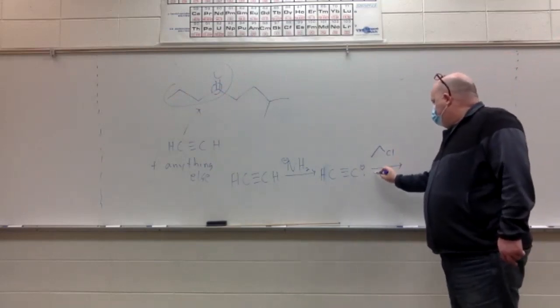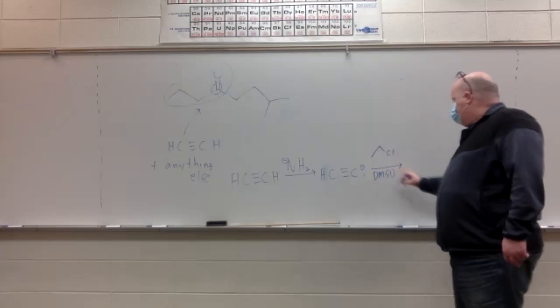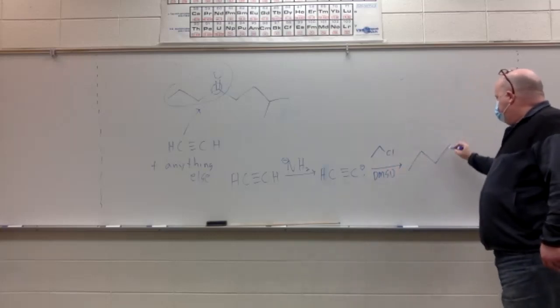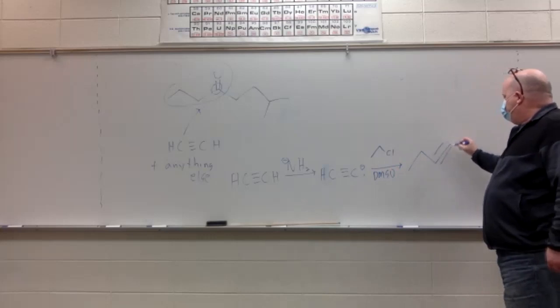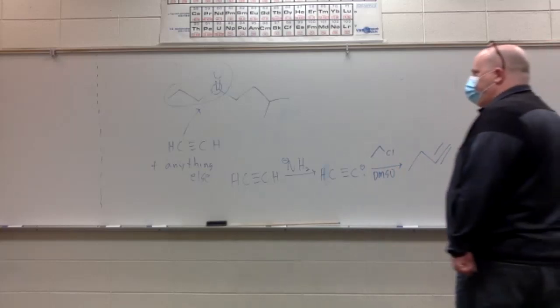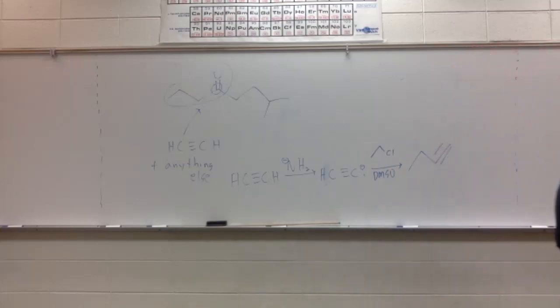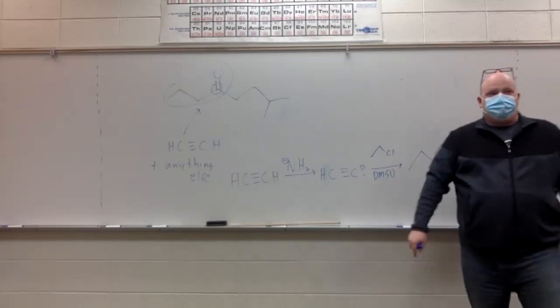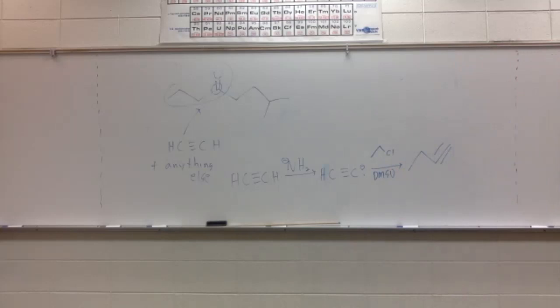2-carbon alkyl halide. And that gives us a 4-carbon unit with an alkyne at the end. Okay? And we've got a triple bond sitting there, which is good. We want that triple bond. All right? Y'all with me so far? All right. Now, we still don't have enough carbons, do we?